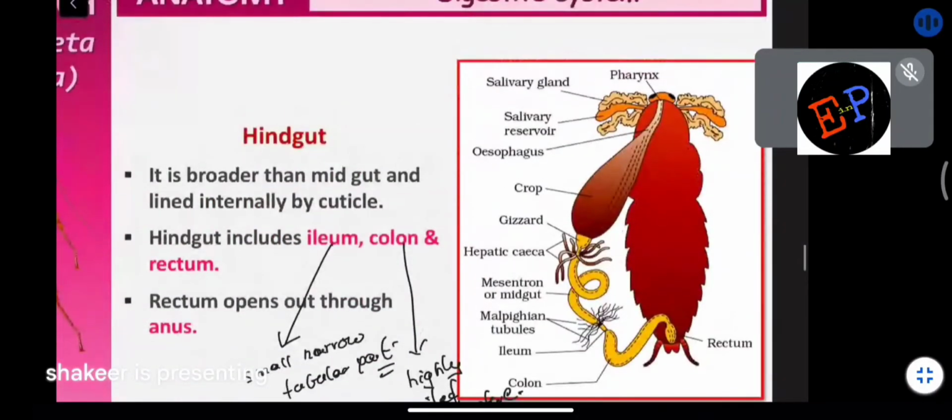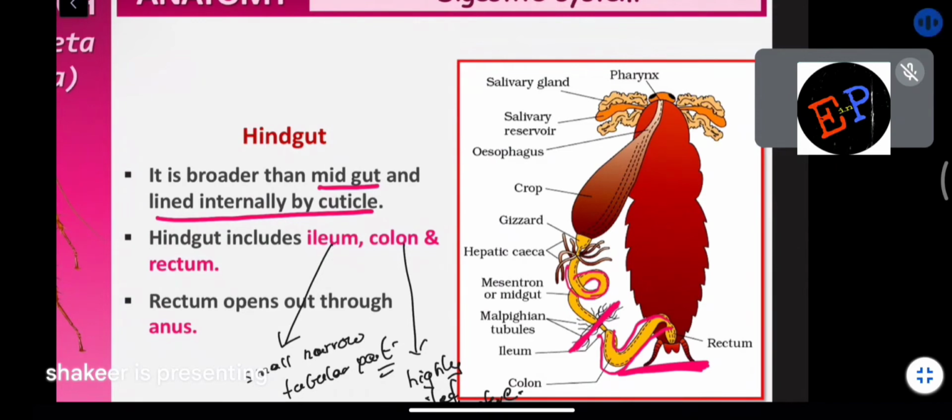Then discussing the hindgut. That is the last part of the gut. And what is called the hindgut? This region between the Malpighian tubules and the anus is called the hindgut. It is broader than the midgut and lined internally by cuticle. So its size is bigger when compared to the midgut. That's what you can see here. This yellow color tube is very thin in the case of midgut. But here this yellow color tube is very big in size. Diameter is very large. Clear, no? Therefore it is broader than the midgut.